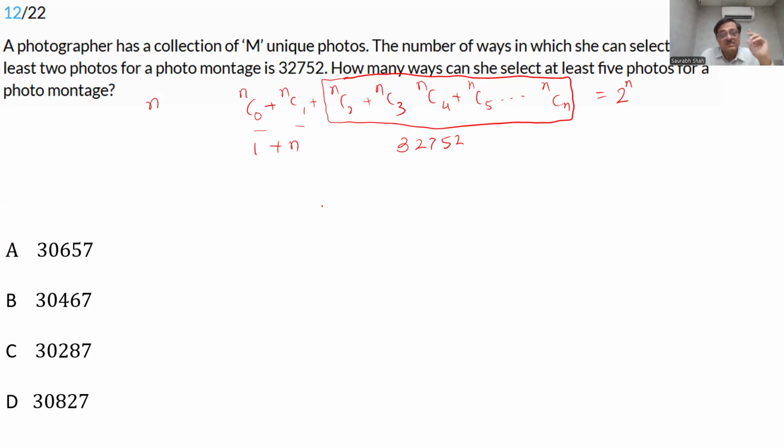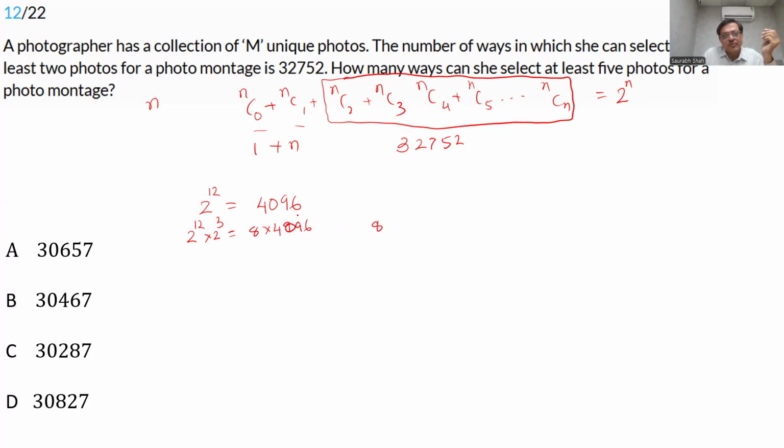Do you remember the powers that you are told to remember? You are told to remember 2 raised to 12. 2 raised to 12 is 4096, 4,000 approximately. Right now, we need to cross 32,000. Simple, just try to multiply by 8. 2 raised to 12 multiplied by 2 raised to 3 should be 8 multiplied by 4096.